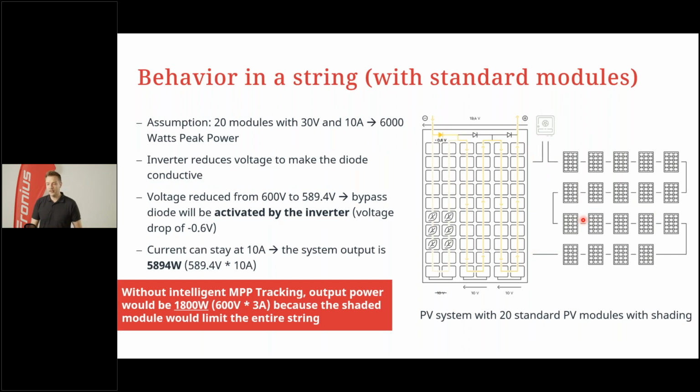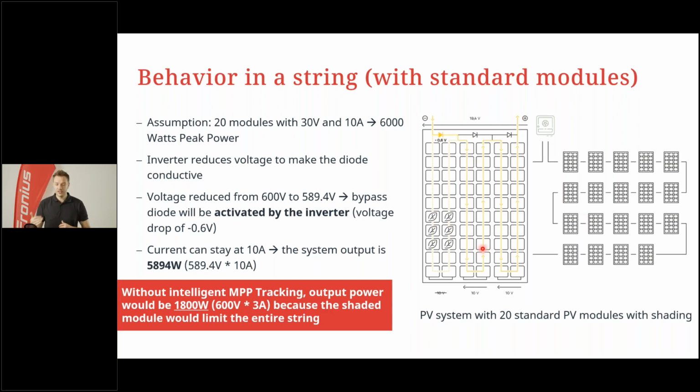Of course, we have to look at a bit more complex scenario, and that's the behavior in a string, because one module is one thing, but in a practical scenario, we also have to look at the whole PV string. What you can see here is just an assumption of mine, an example with a PV system with 20 standard PV modules, where one module of 20 is shaded. For example, there is a leaf on one cell string, as you can see here again.